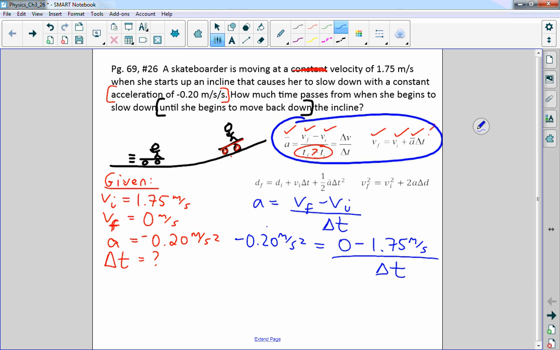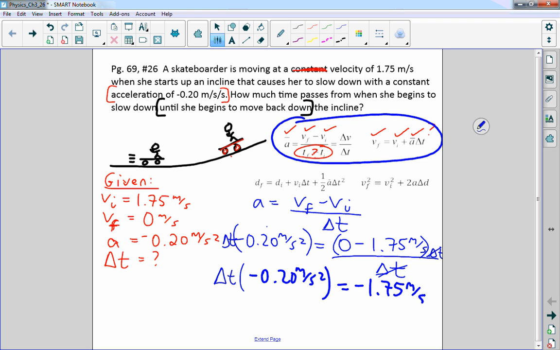Then I'm multiplying both sides by delta t. That gets rid of it on this side, and then by delta t on this side. So now I have delta t times negative 0.2, and I have negative 1.75 on the other side. Then just divide both sides by negative 0.2.